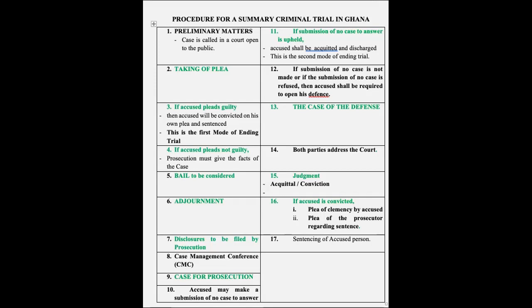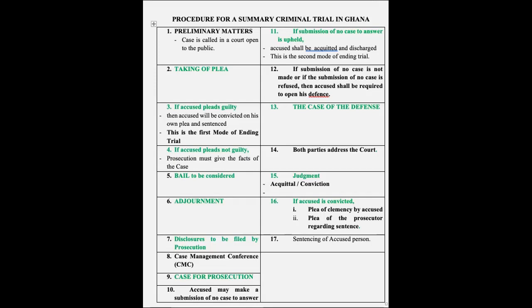Then both parties would have to now address the court. Address the court based on every evidence that you have presented so far. Prosecution, tell us why the accused is guilty. Accused, tell us why you are innocent. After you've addressed the court, the next stage is for the court to pass judgment. And the judgment could either be an acquittal or it could be a conviction.